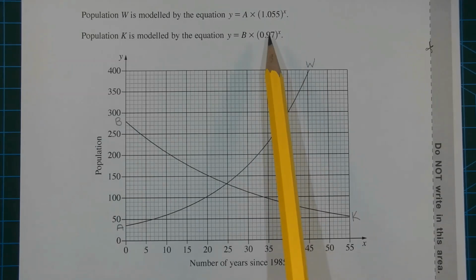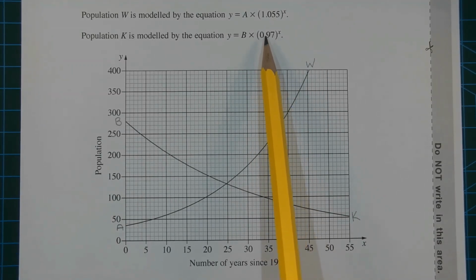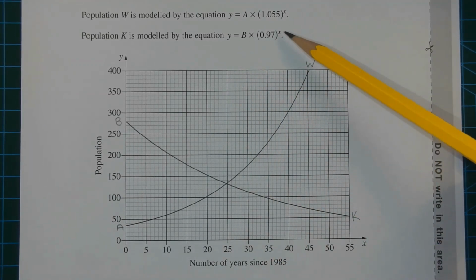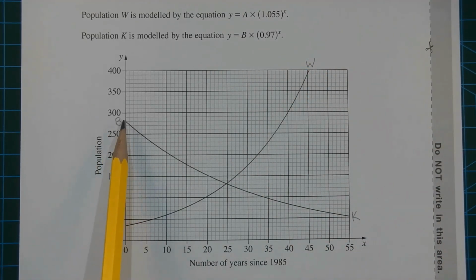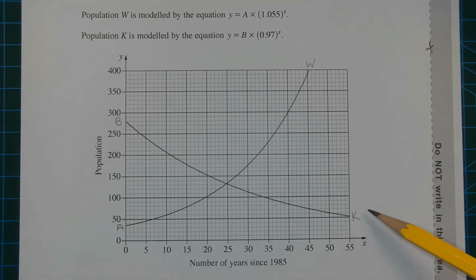Population K has a base that's less than 1 but greater than 0. As x gets larger, y is getting smaller. So the population of K is decreasing over time. And I've labelled that as such.